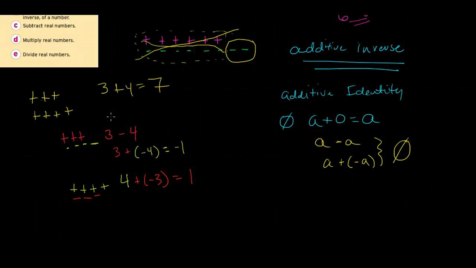Well, let's take a look at what this means. Let's see if we can come up with a rule based on this idea here. What's happening here? In the first case, 3 was a positive number, and 4 was our negative number. So here our negative number is bigger, has a bigger absolute value than our positive number.